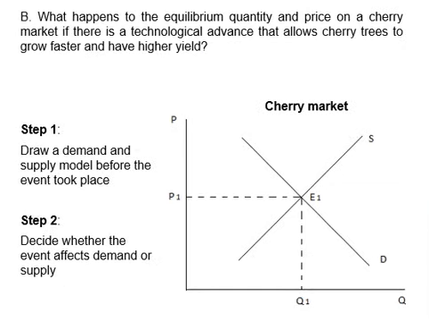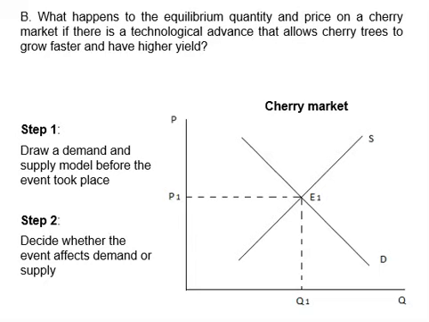Now, let's take a look at the second example. Part B. What happens to the equilibrium quantity and price on a cherry market if there's a technological advance that allows cherry trees to grow faster and have higher yield? Step 1. Draw a demand and supply graph before the event took place.